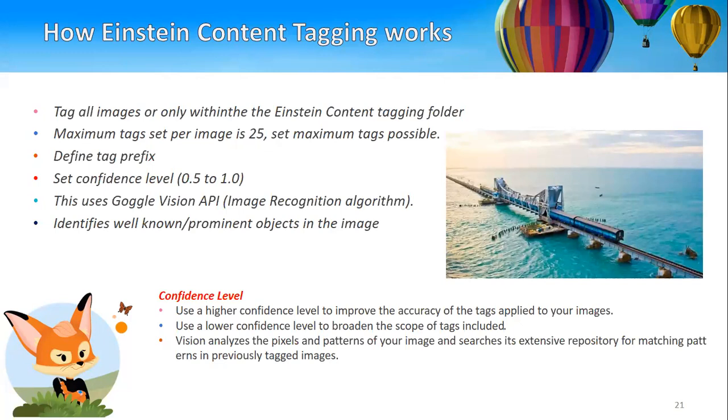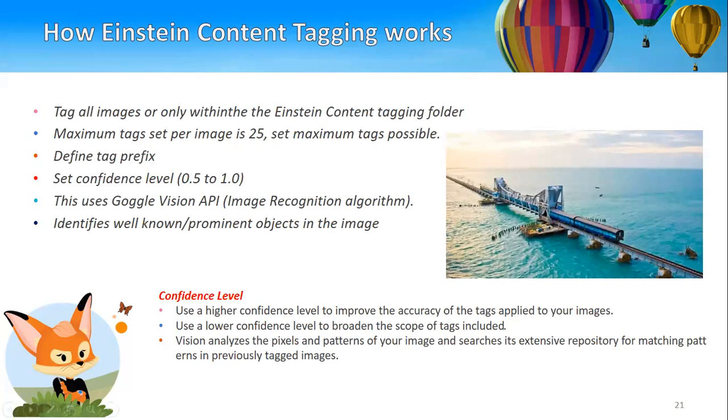And this uses Google Vision API. So to recognize those tags automatically, Einstein uses Google Vision API. The algorithm used here is image recognition, and it identifies well-known or prominent objects in the image. So that is the work of that image recognition algorithm.